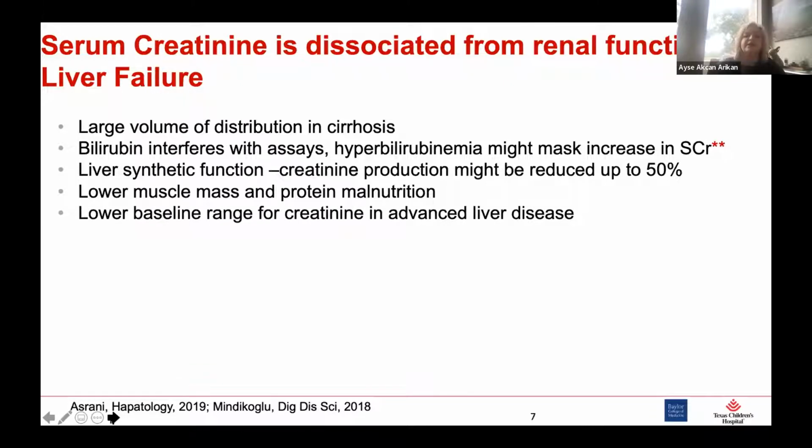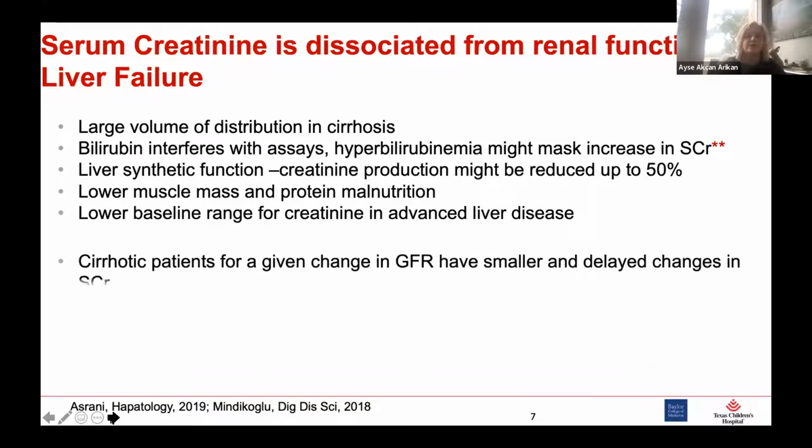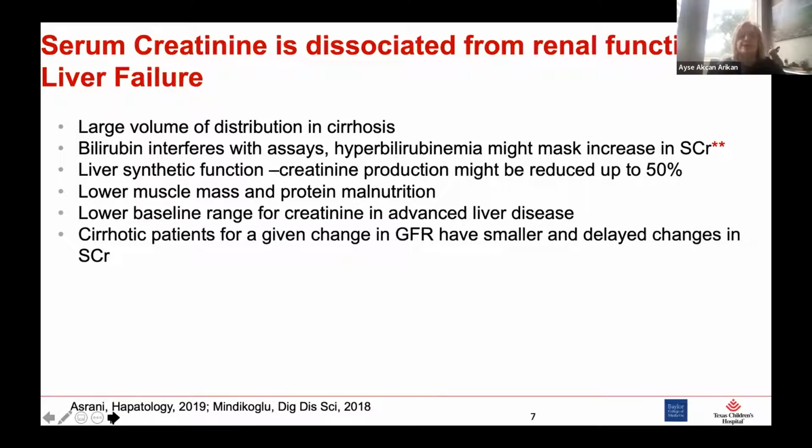And the baseline range for creatinine, because of these issues, should really be much lower than what's considered normal in the laboratory normal windows, normatives that are reported from the laboratories. Because of this, because of the extra-renal factors that play into serum creatinine levels, cirrhotic patients, when they have a given change in GFR, have a much smaller magnitude and further delayed change in serum creatinine.